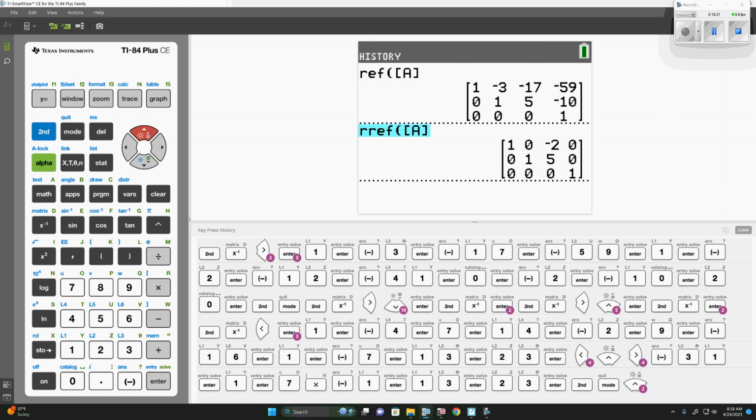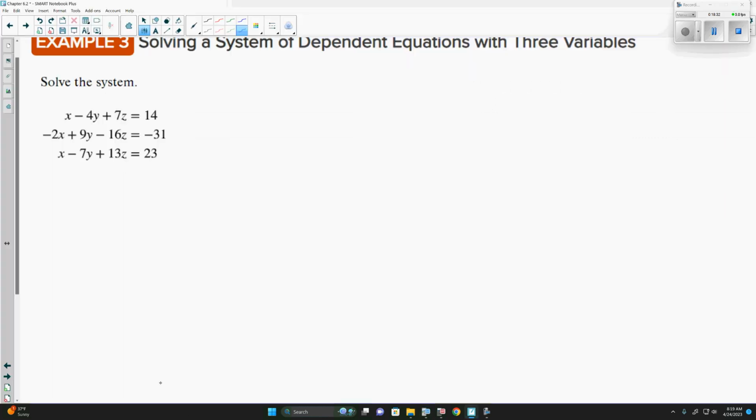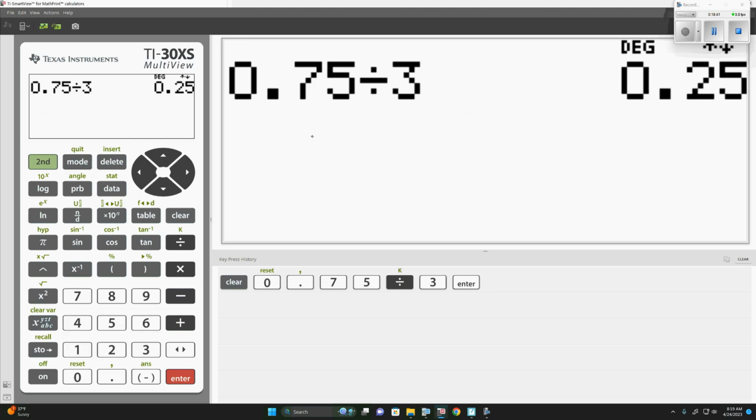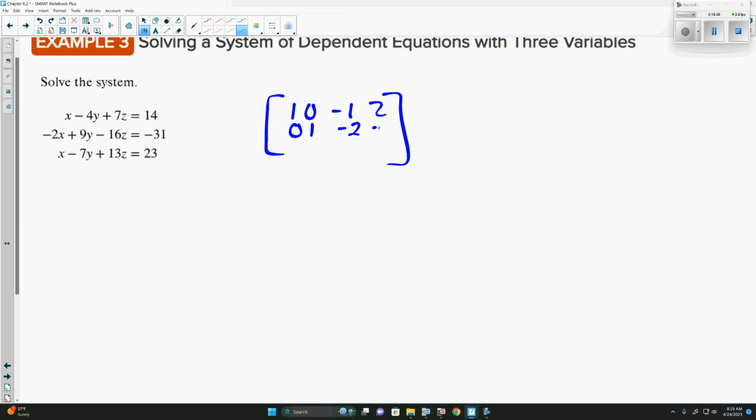Now we could pick which one we want to do, RREF or REF. RREF is a little bit nicer with these here. So we get this, 1, 0, negative 1, 2. Then 0, 1, negative 2, negative 3, and the last one is all zeros. So the fact that the last row is all zeros tells me that this is the same as last time. It's an all real solution.